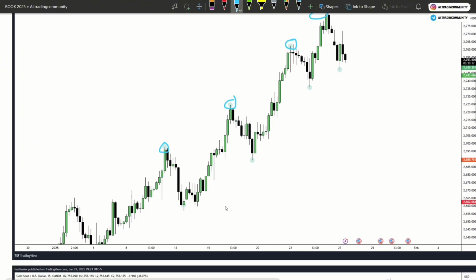So this is a clear example. We have a clear example of a proper upward move, right? This is a higher low, and a higher low.